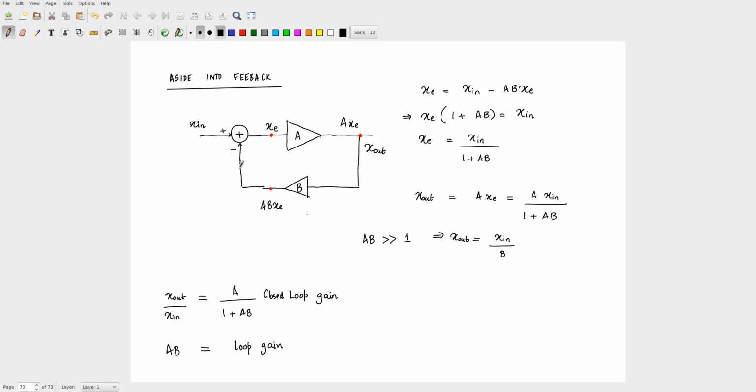All right. Now, what are the advantages of this? Let's do some simple calculation. Okay. Let me assume that my A into B is say 1000. Okay. Then what is your X out by X in? 1.